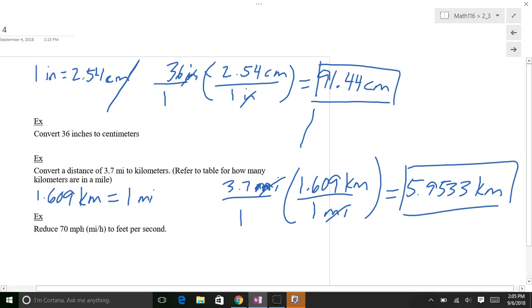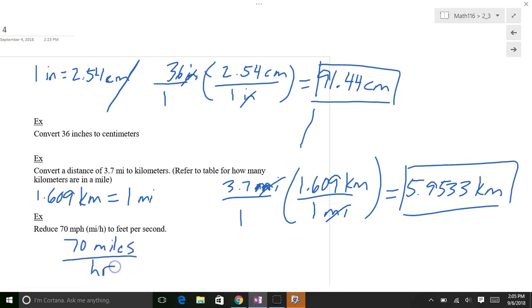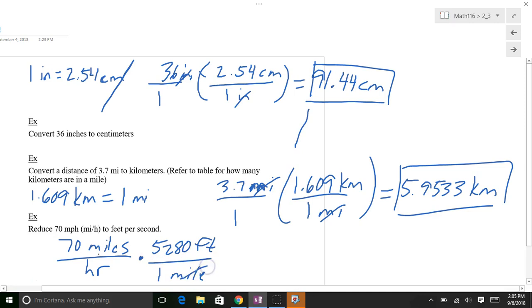All right, how about miles per hour to feet per second? So we've got 70 miles per hour, and we're going to go to feet per second. So let's change the miles to feet. It's 5,280 feet in a mile. We're taking care of the miles. So now we're in feet on the top, hours on the bottom. We're in feet per hour. So we've got to get those hours to seconds.